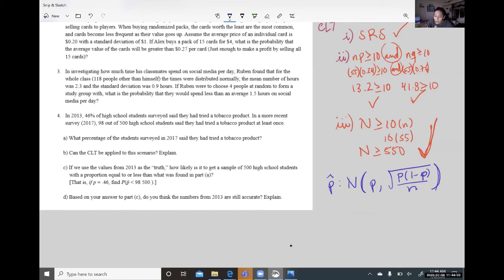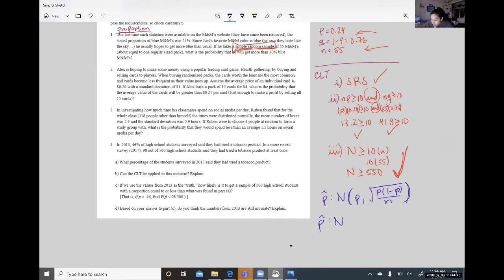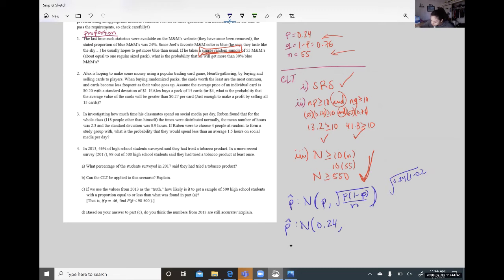So now let's find out what these two numbers are. So p, up on top, is 0.24. And then if I calculate the square root of p, which is 0.24 times 1 minus 0.24, all over n, which is 55, plug that in my calculator. And I get 0.0576. Let's keep it at 3 decimal places, so let's just make it 0.058 right here. Okay, so this is our mean. This is our standard deviation.